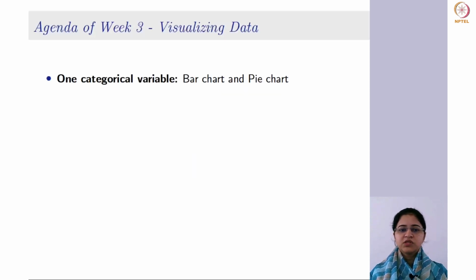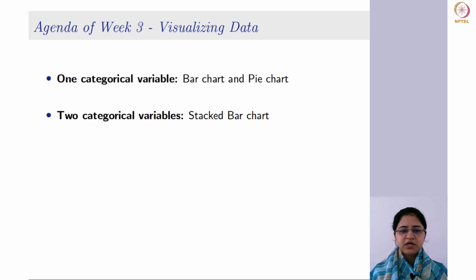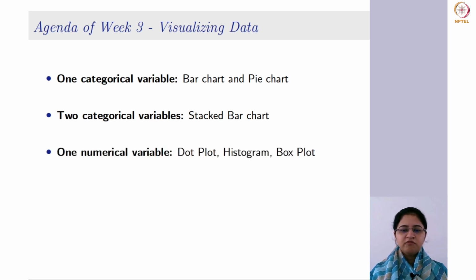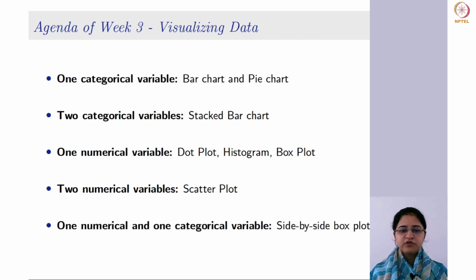So we will begin with the categorical variables, where we will learn about bar chart and pie chart. Then, in order to study the relationship between two categorical variables, we will use the stacked bar chart. Next, for numerical variables, we will learn about dot plot, histogram, box plot. For two numerical variables, we will have a scatter plot. And if you have a numerical and one categorical variable, there we will learn how to draw side-by-side box plot.